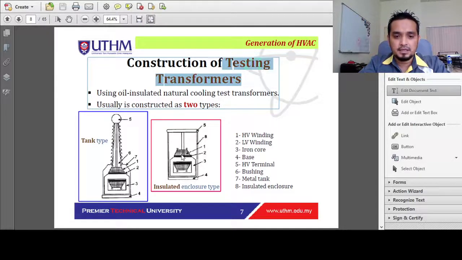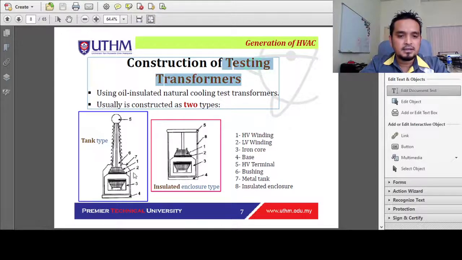And then we have the iron core here and the winding. Low voltage and high voltage winding, iron core, and normally we will have the insulated enclosure. With the insulated enclosure, we have the base, and we have the high voltage terminal, in which we plug in the metal conductor here, and then we will have oil inside here. This is the cylindrical type or insulated enclosure type, and this is another type, a tank type.